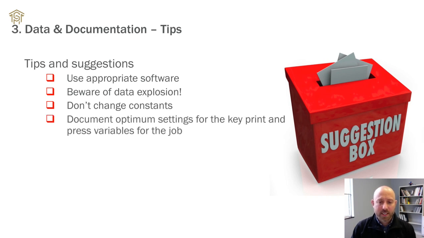Document the optimum settings for the key print and press variables for the job. So, at the end, evaluate it, identify which one looks best, what gives you the right numbers, what visually looks the best, identify it, and clearly document that information. Because really what's kind of crazy is that we're going to go through this entire process, all these variables are going to be tested, and you're going to have all these samples, but at the end of the day, we're just looking for one of those.